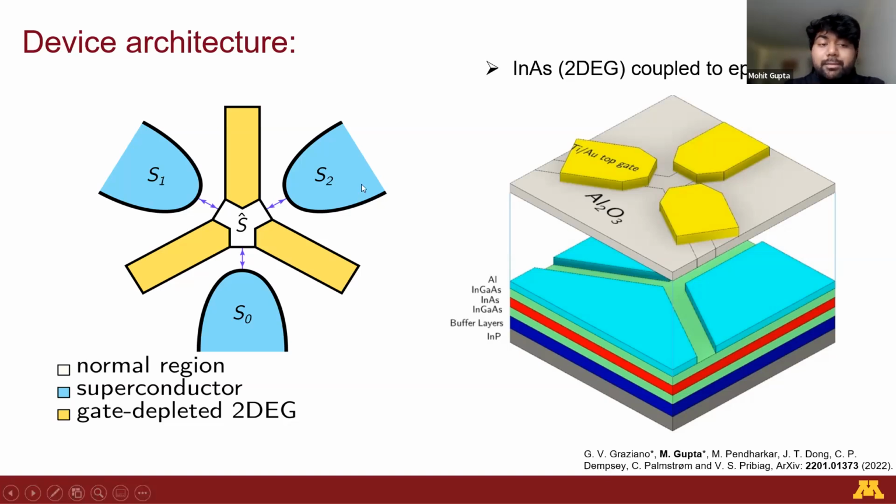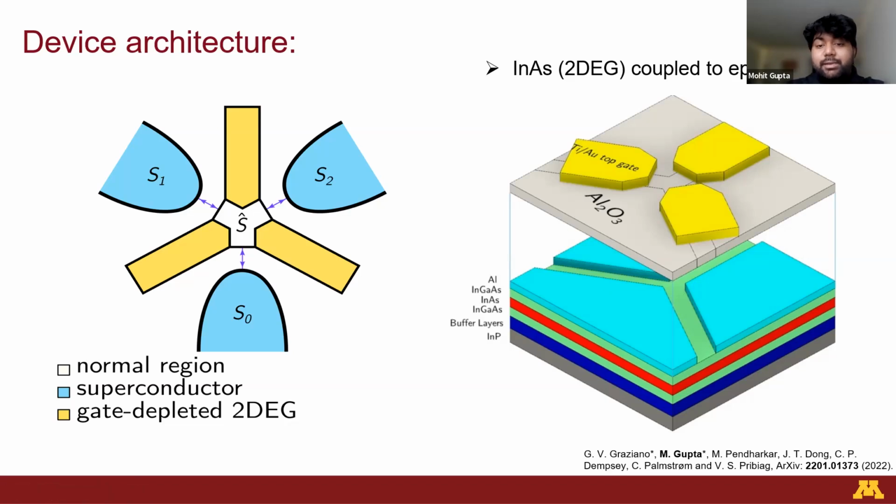The material platform that we use to realize this is an indium arsenide 2DEG that is epitaxially coupled to aluminum. It has been shown that this forms a clean interface, and superconductivity can be induced in this indium arsenide, and the superconducting properties can be controlled by gating the indium arsenide region. So we use this structure with three split gates on top, and our three-terminal Josephson junction is formed by etching out this Y-shaped region. And everywhere else you have aluminum.